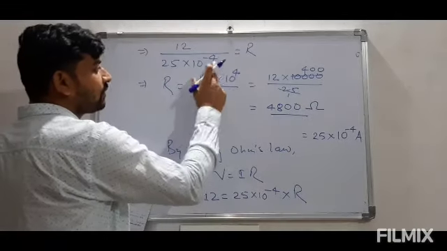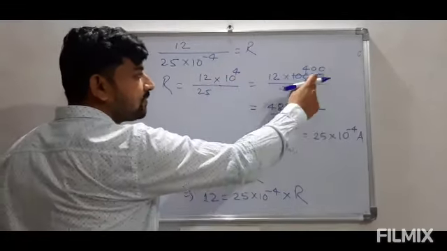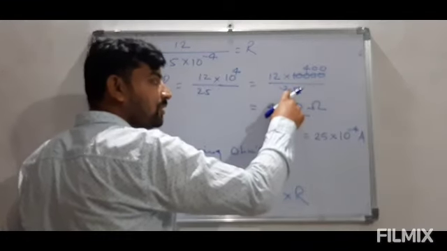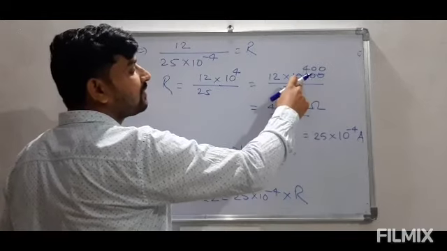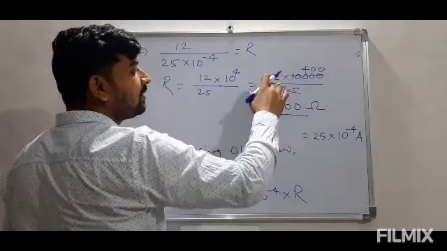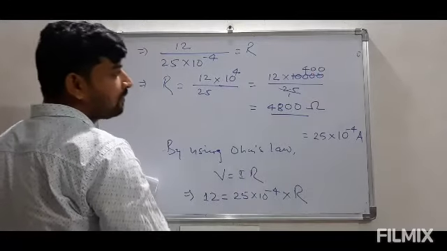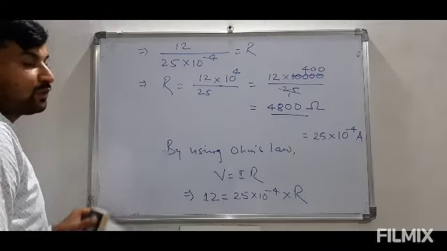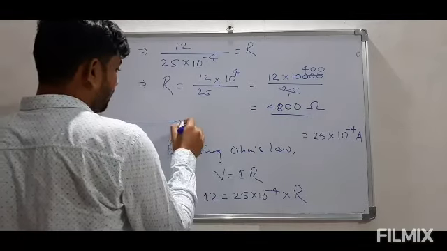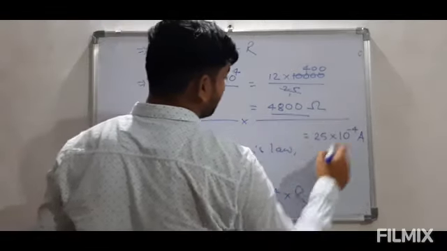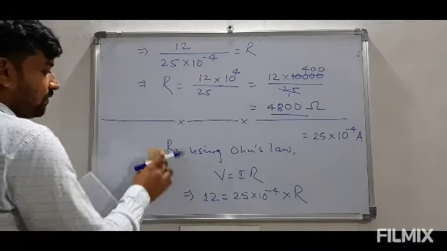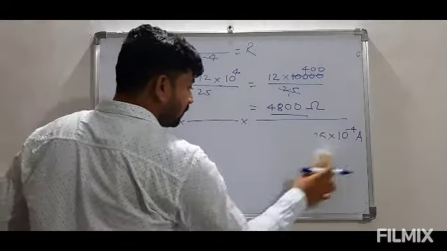Now when we wanted to divide it, this 10 power 4 is 10,000. We divided 25 by 25, we get 1, and if we divide this 10,000 by 25, we'll get 400. If we multiply 400 with 12, we'll be getting 4,800 ohm. So the resistance of that unknown resistor is 4,800 ohm. This is a very simple question based on Ohm's law.